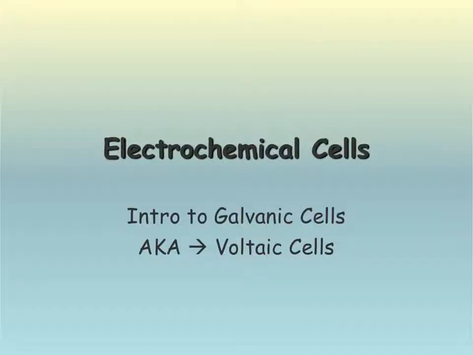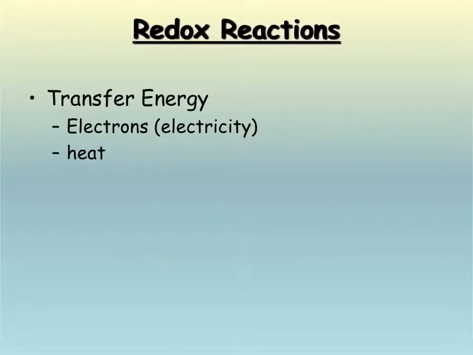All right, in this podcast, we're going to talk about electrochemical cells, which is basically galvanic cells is a name for them. You might also hear voltaic cells. Okay, so just understand that galvanic cells and voltaic cells are the same thing, and they are a type of electrochemical cell. All right, so in a redox reaction, we have transfer of energy. That energy is transferred through electrons, such as in the case of electricity, or through heat.